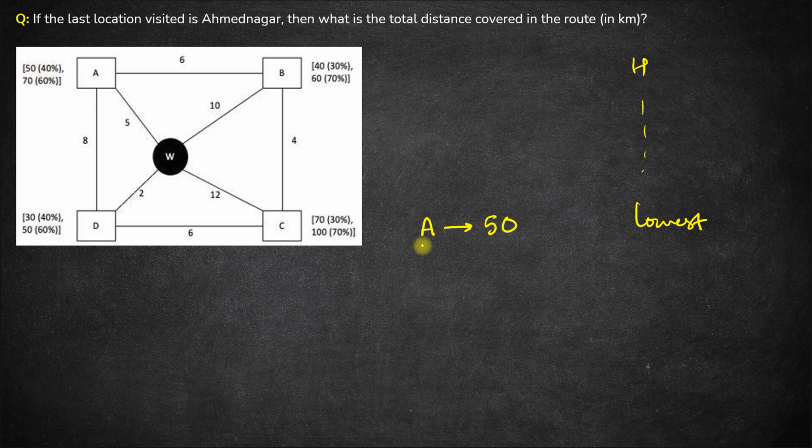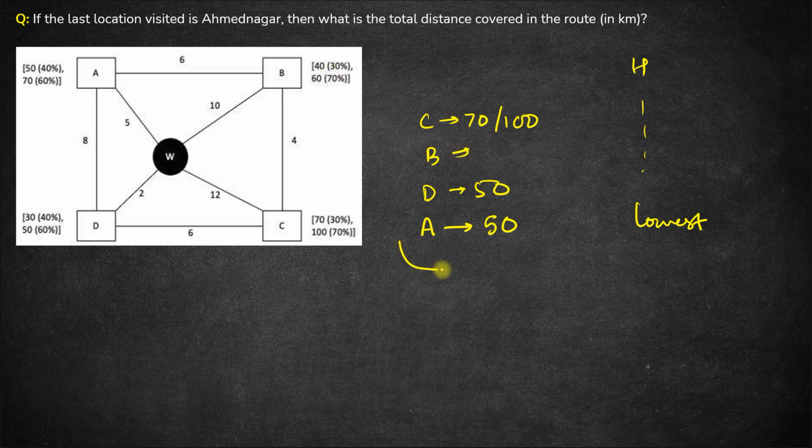Now if 50 is the lowest demand for all the locations, let's look at the demand at D. Demand at D cannot be 30 because then D will become the last location with 30 demand. So demand at D should definitely be 50, correct? Demand at C can be any of 70 or 100. Demand at B, can it be 40?